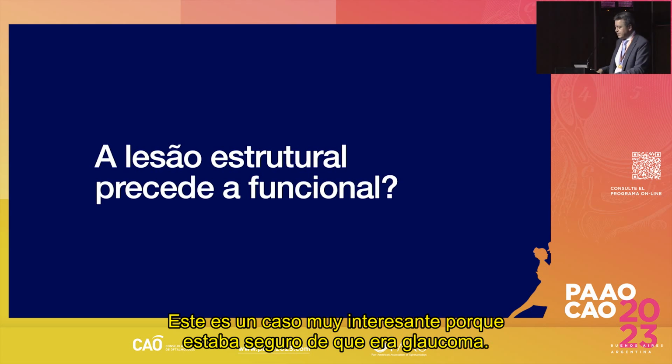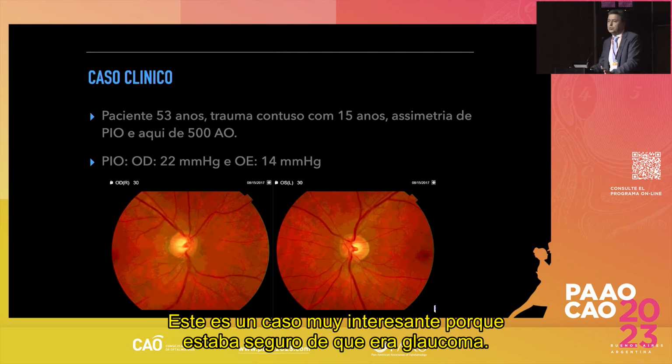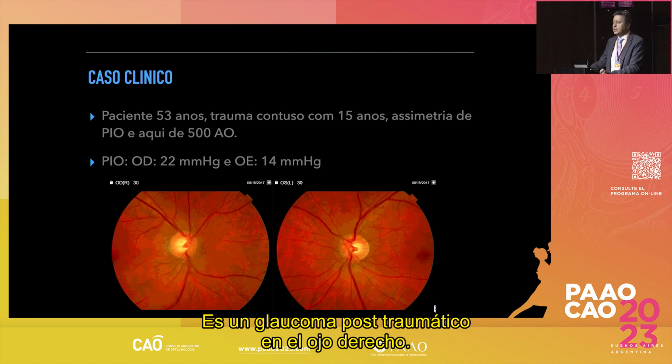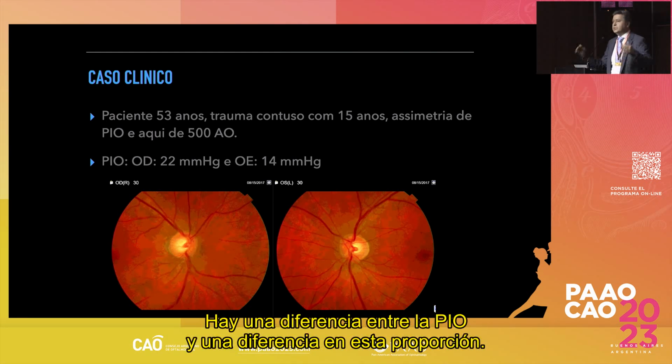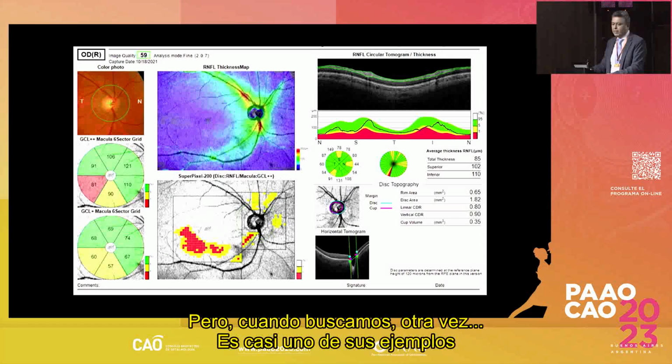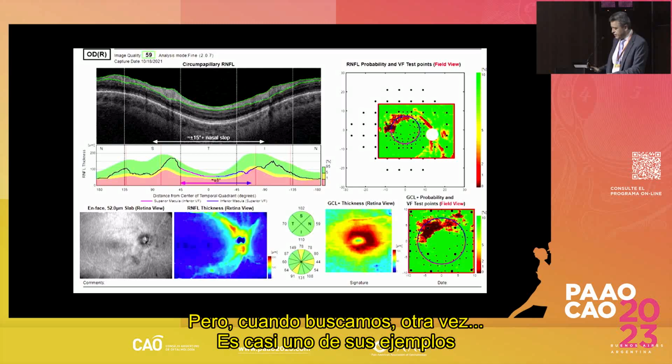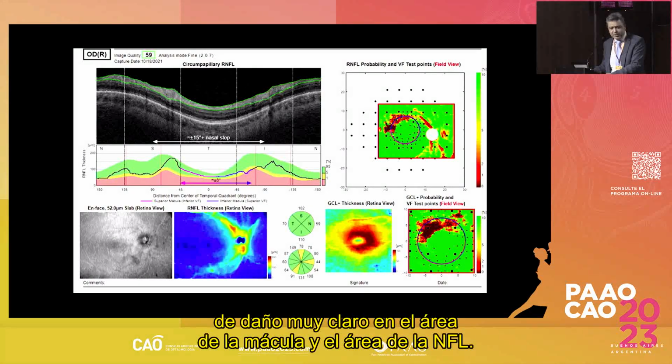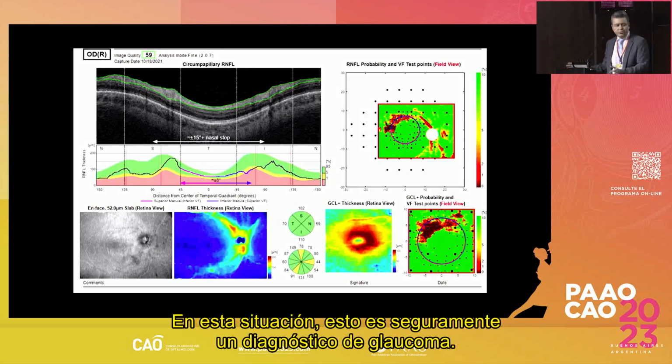This case here is a very interesting one because I know for sure it's glaucoma. It's a post-traumatic, blunt trauma glaucoma in the right eye. So there's a difference in IOP and a difference in cup-disc ratio. And the OCT was clearly abnormal. Again, it's one of your examples of very clear damage in the macular area and nerve fiber layer area. So in this situation, this is a sure diagnosis of glaucoma.